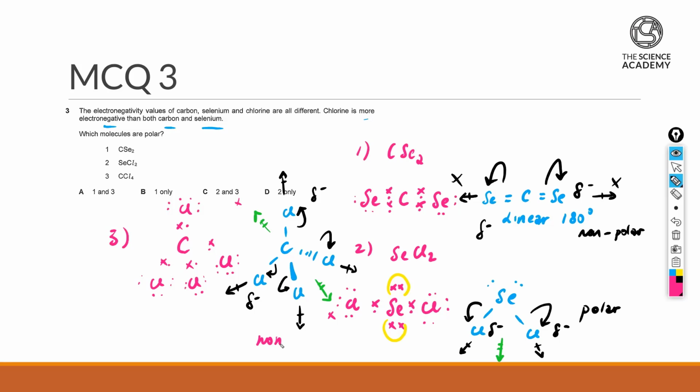So for the case here, the only option that is polar is going to be D, which is selenium dichloride.